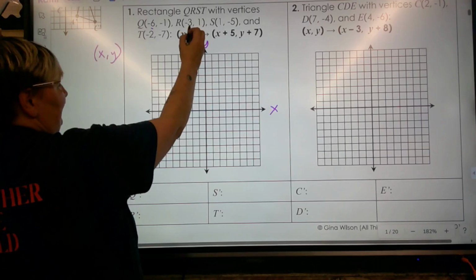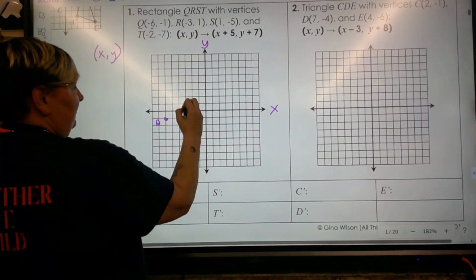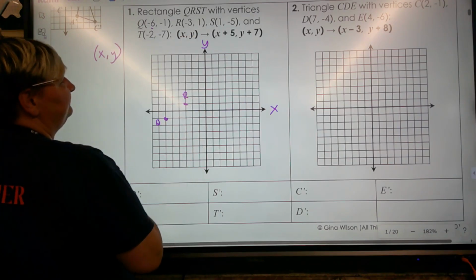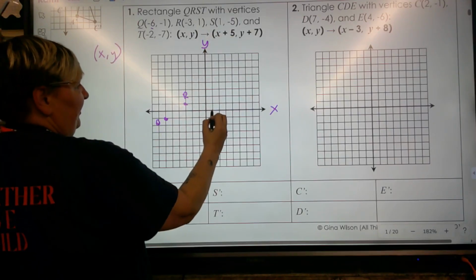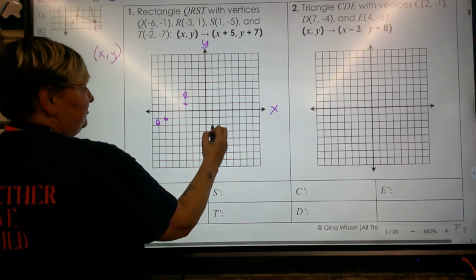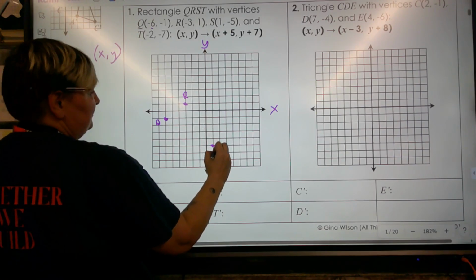My R is left 3, up 1. 1, 2, 3. This is R. S is (1, -5), so 1 to the right, down 5. 1, 2, 3, 4, 5. This is my S.